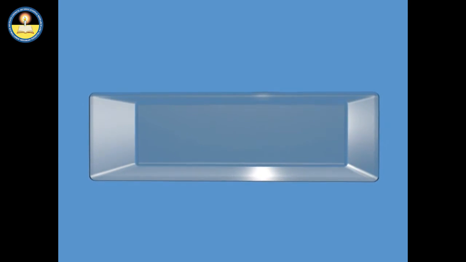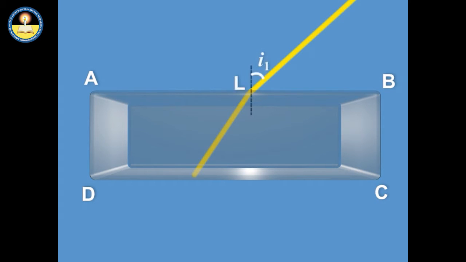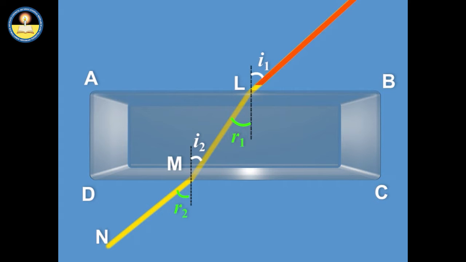In the light of the laws of refraction, let's relook at the refraction by a glass slab. ABCD is a rectangular glass slab. A ray of light is incident at an angle i1 on the face AB of the slab at point L. It is refracted along LM at angle r1. The refracted ray LM is incident on the face CD at angle i2 and emerges out along MN at angle r2. In going from a rarer medium to a denser medium, the ray bends towards the normal, and in going from a denser to a rarer medium, the ray bends away from the normal.